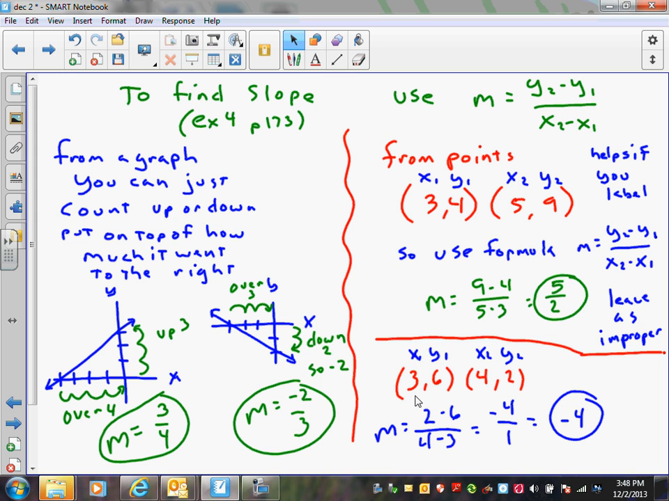I did one more example for you. I've got x1, y1, 3 and 6, x2, y2, 4 and 2. 2 minus 6 gives us -4. 4 minus 3 gives us 1. But I don't have to leave it as an improper fraction like that. As long as the denominator is 1, I can simplify that. The slope is -4.